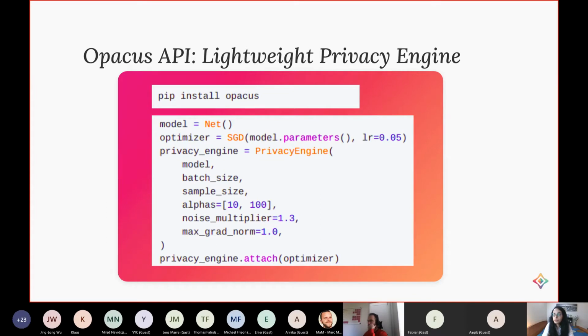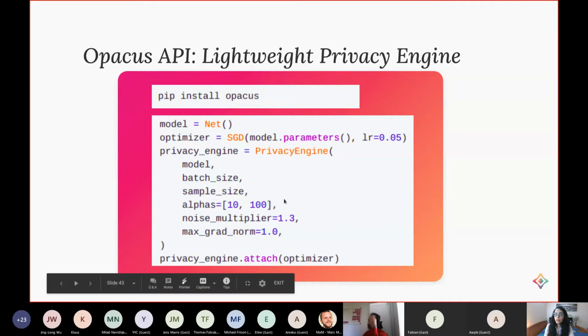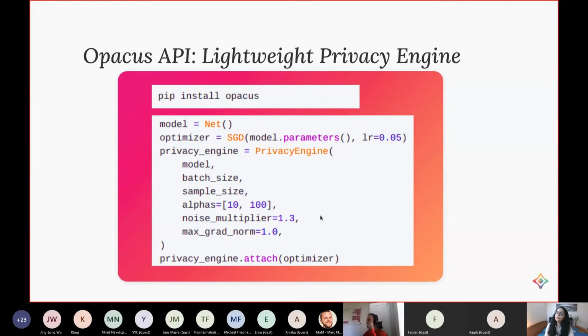A lot of the parameters that you see in the privacy engine, such as alphas, noise multiplier, and max grad norm, all of these come from differential privacy. I'm not going to go into what alphas are, but noise multiplier is just an indication of the standard deviation of your distribution. And max grad norm is like the clipping value that we're using to keep the sensitivity under control.